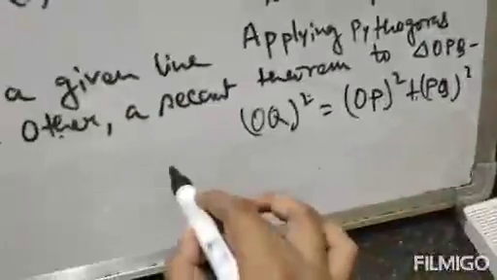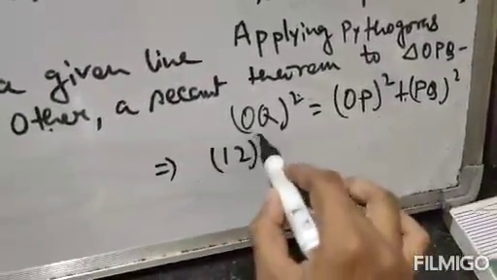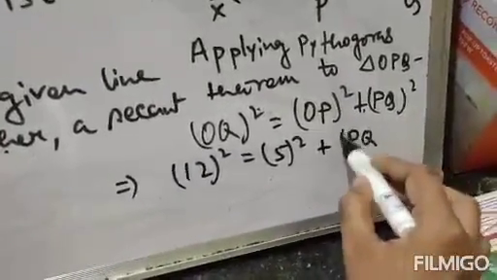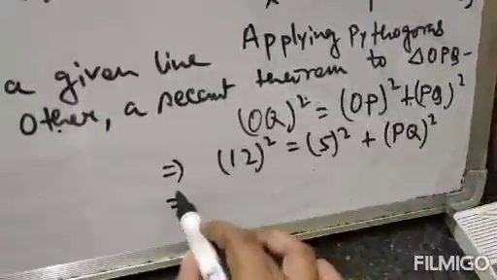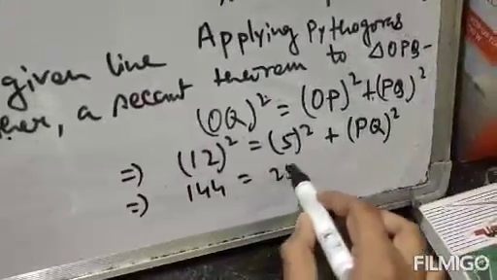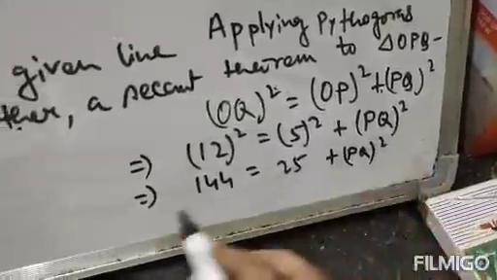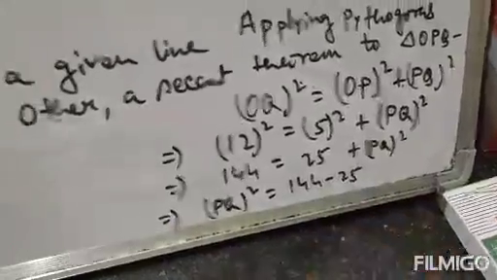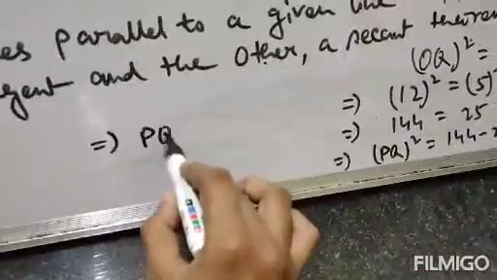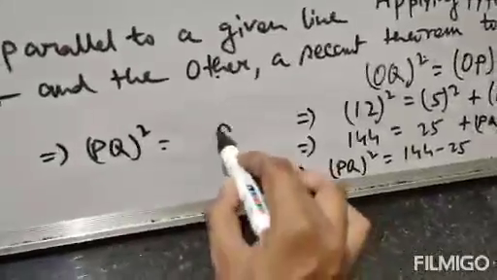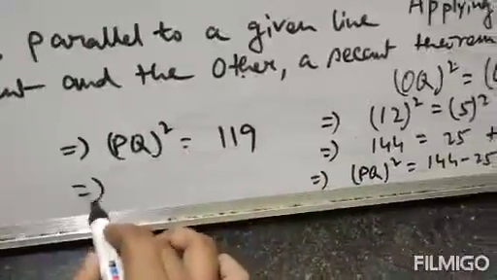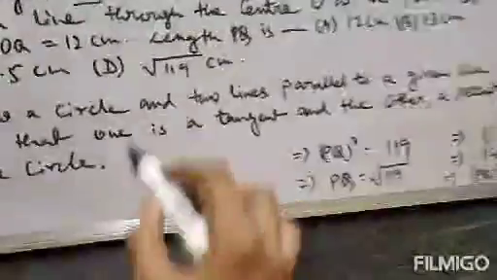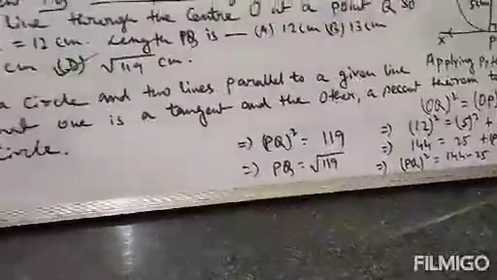So PQ square. Now OQ is given as 12, so 12 square. OP is given as 5, that is the radius, so 5 square, plus PQ square, which we do not know. So 12 square is 144, 5 square is 25. Now PQ square will be 144 minus 25, that is 119. Therefore PQ will be root over 119. That means the option is D. This is the correct answer: root 119 centimeter.